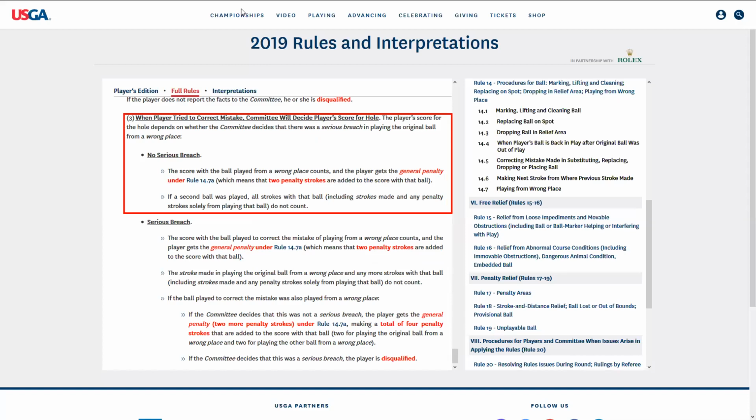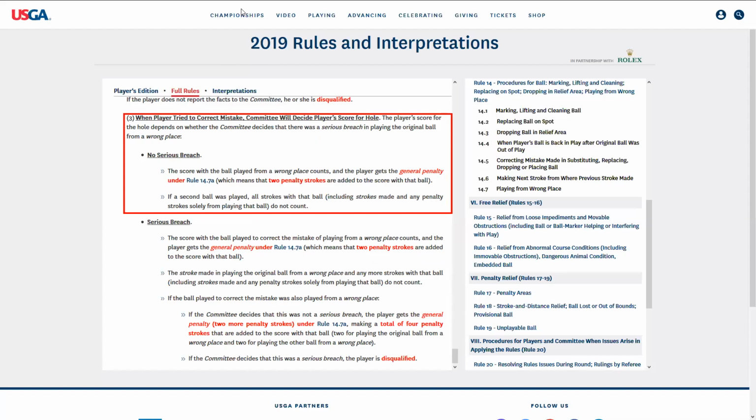All right, part 3. When a player tries to correct a mistake, the committee will decide the player's score for the hole. The player's score for the hole depends on whether the committee decides that there was a serious breach in playing the original ball from the wrong place. So, no serious breach. Obviously, this is the easy one.